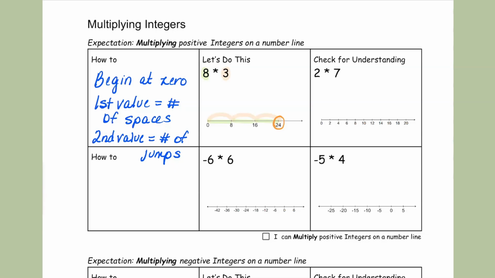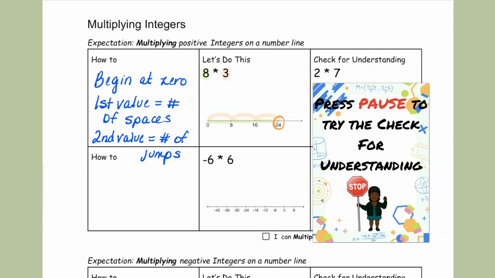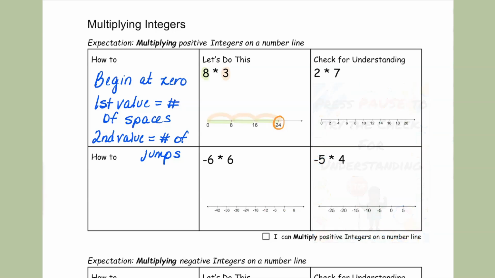All right, go ahead and hit pause, and I want you to try it and see if you can understand what we just did for that problem.